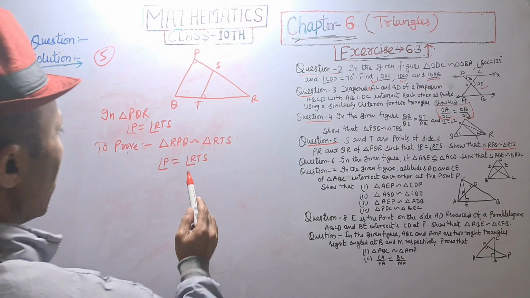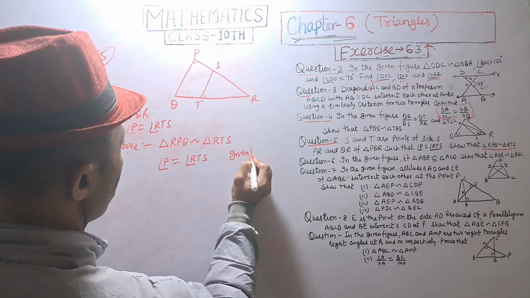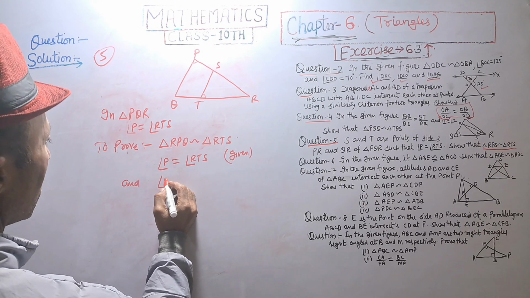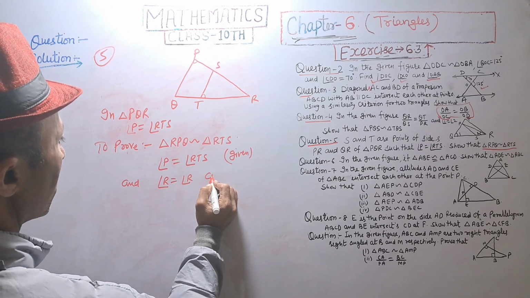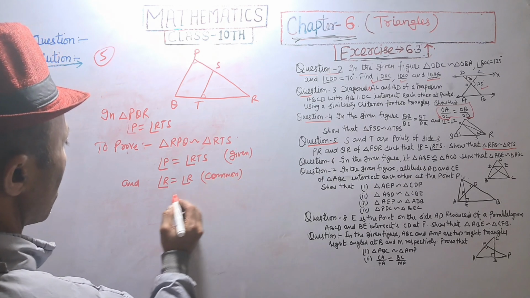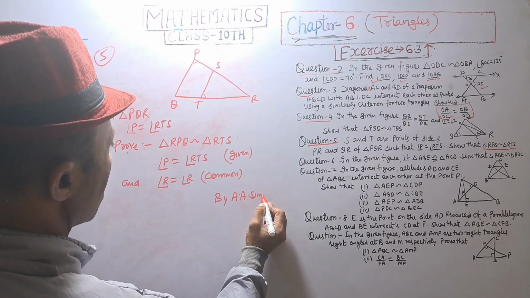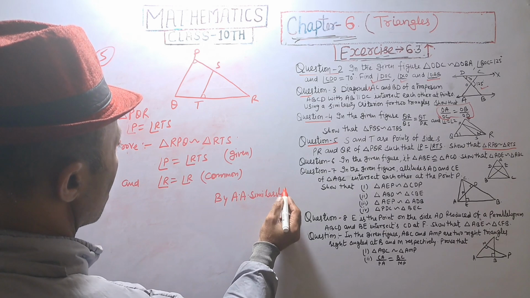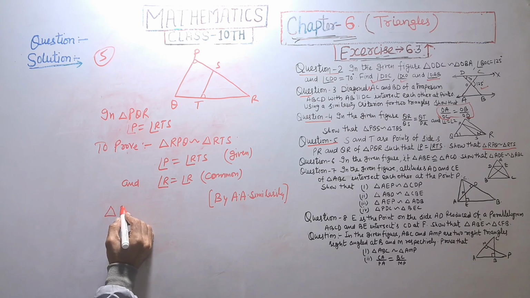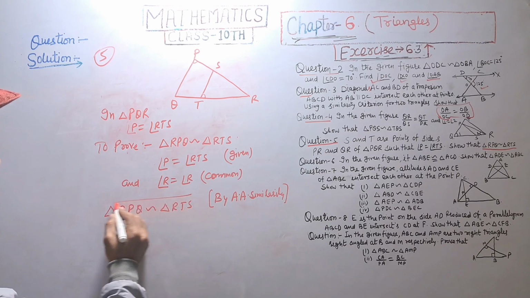angle P is equal to angle RTS, given, and angle R is equal to angle R, common. By angle similarity, we get triangle RPQ is similar to triangle RTS, hence proved.